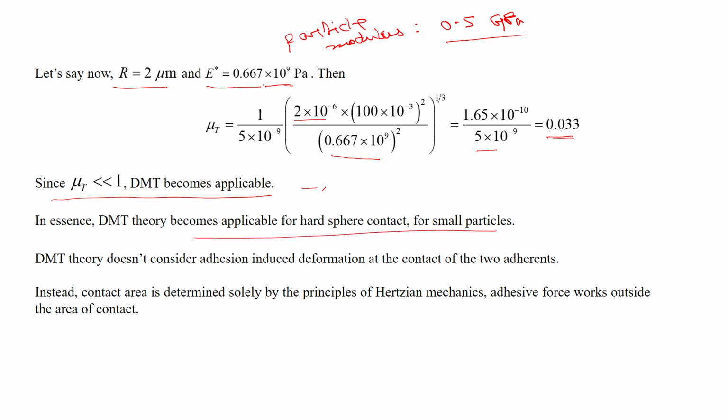That is the DMT load, and the contact area will be determined by the principle of Hertzian mechanics. If there is no compressive load in any region, then there is no contact and the contact area will be 0. So, the contact area for the DMT model will be determined by Hertzian mechanics, and the pull-off load of course will be 2 pi R W A, that we derived a few minutes back.